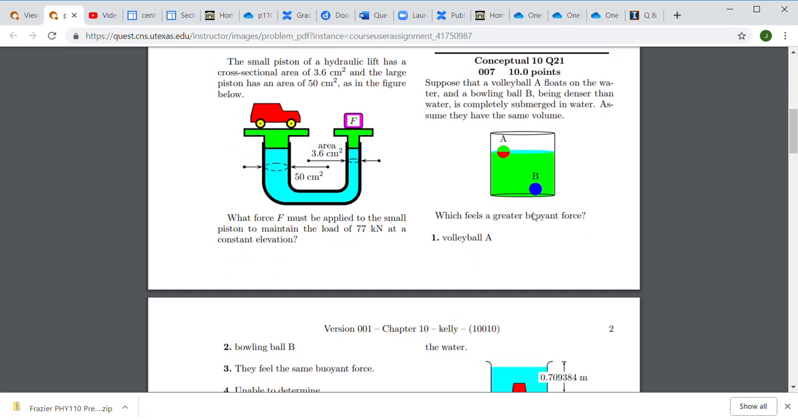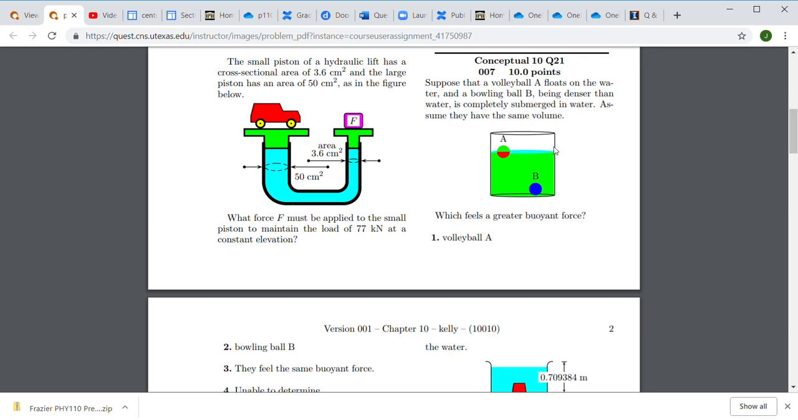Problem 7. Suppose a volleyball A floats on the surface and bowling ball B, which is denser than water, is submerged. Which feels the greater buoyant force? And again, we can use Archimedes' principle here. The buoyant force is equal to the weight of the water displaced.